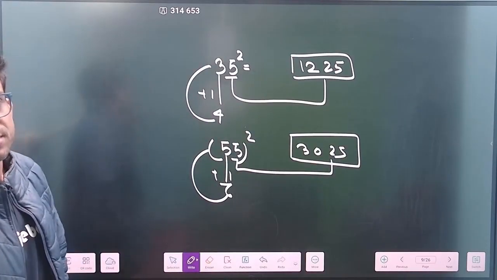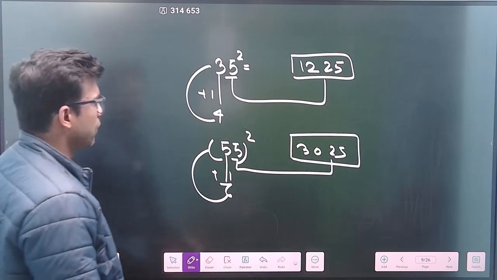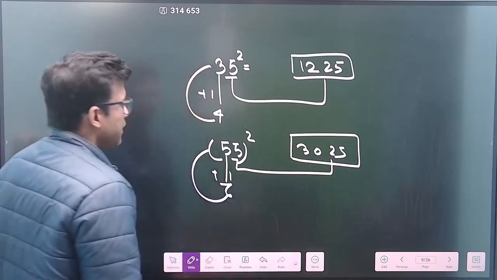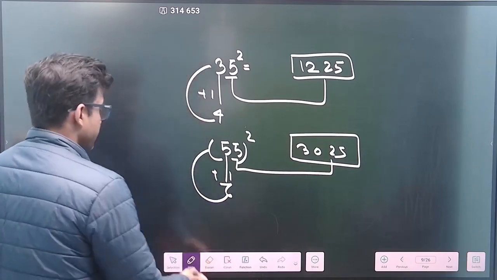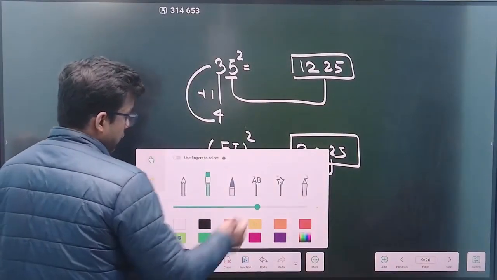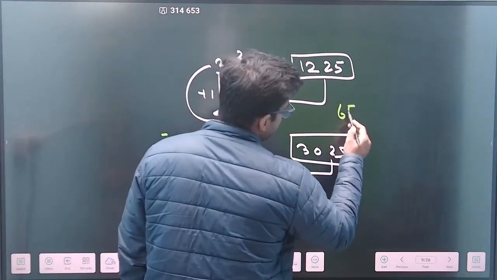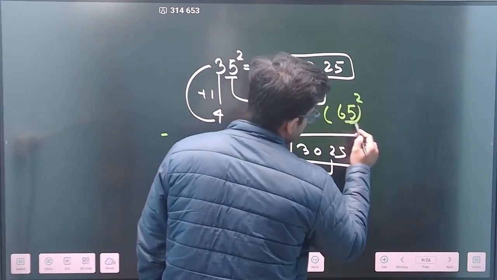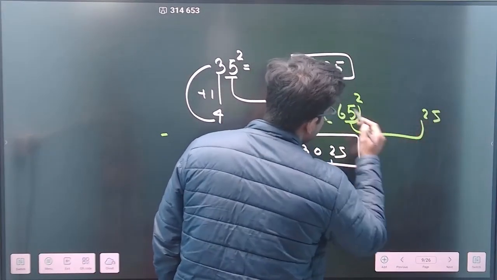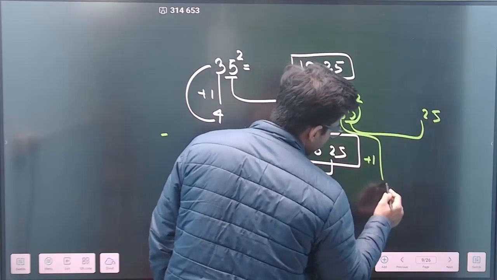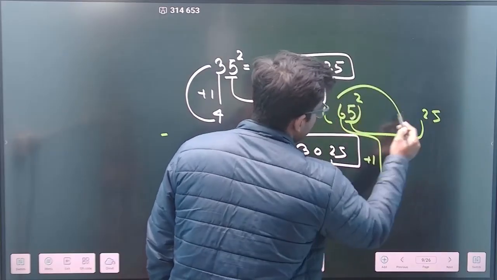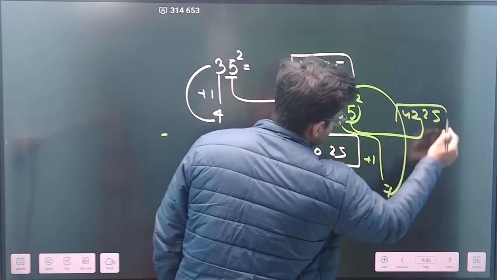I hope this makes sense. Take one more example. Let's say find out the square of 65. Again, the square of 5 is 25. Add 1 to this. If you add 1, this becomes 7. 7 6s are 42, which is 4225.